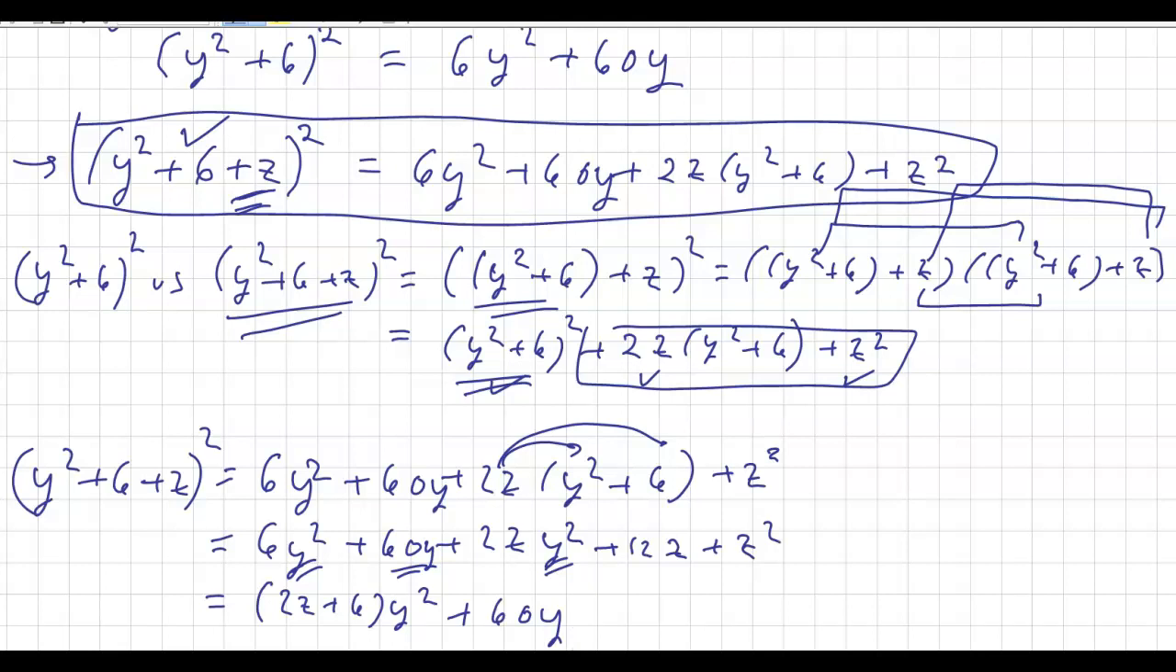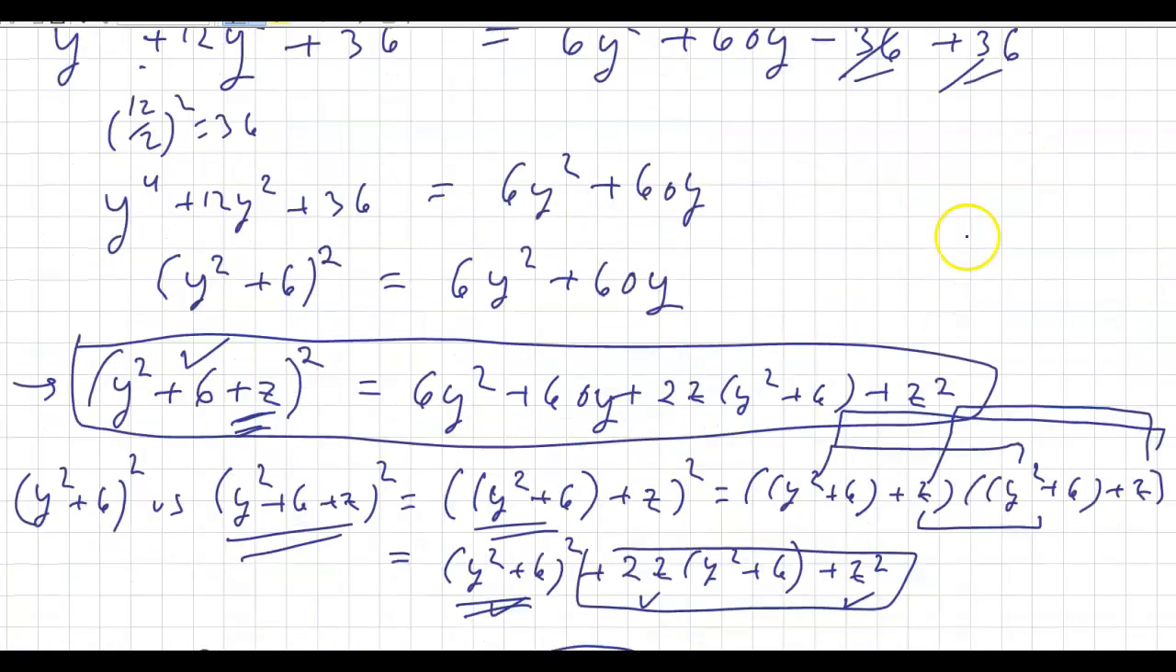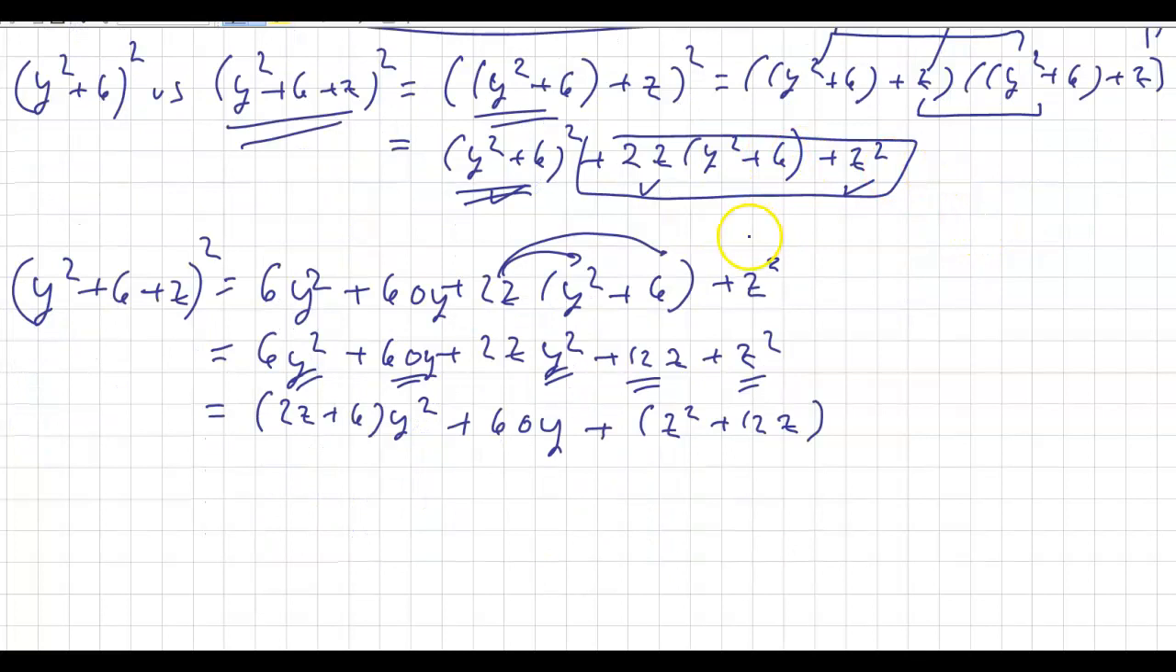And the stuff that doesn't have y's in it, there's a z squared, and there's a plus 12z. Sometimes there's another number in there also. If this 36 didn't cancel out, there would have been also an extra number in there, but that doesn't make it really, it makes it a little bit harder, but the process would still be the same.